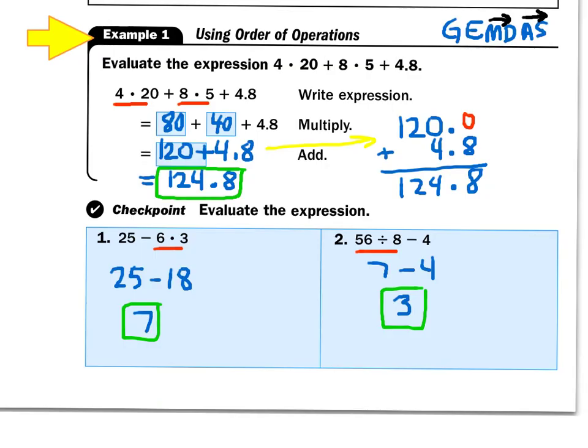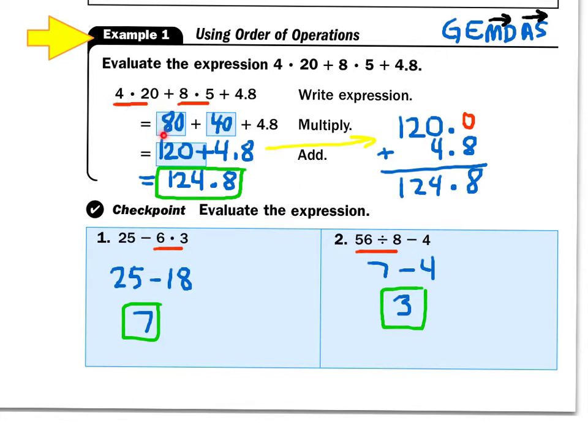Okay, example 1, using order of operations. We need to evaluate this expression. The first thing I do is look, are there any grouping symbols? And there are not. Then I look, are there any exponents? And I don't see any. The next step is to look for any multiplying or dividing from left to right. So I underline the 4 times 20 and the 8 times 5. And so I'm going to simplify that.